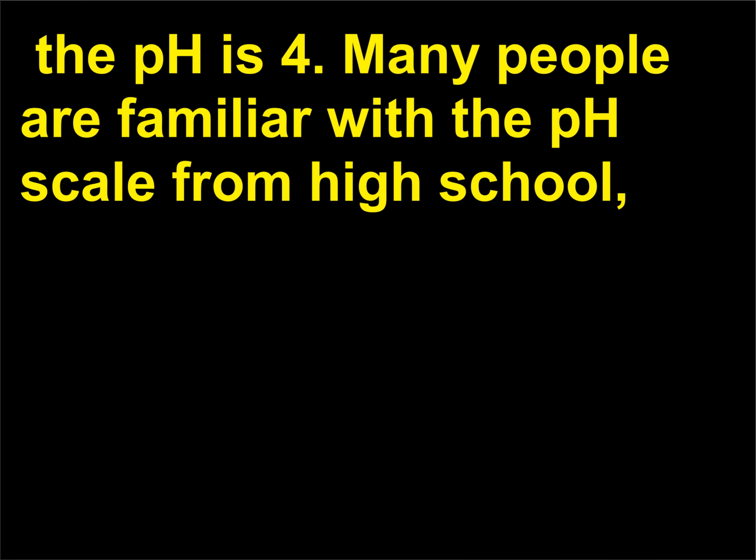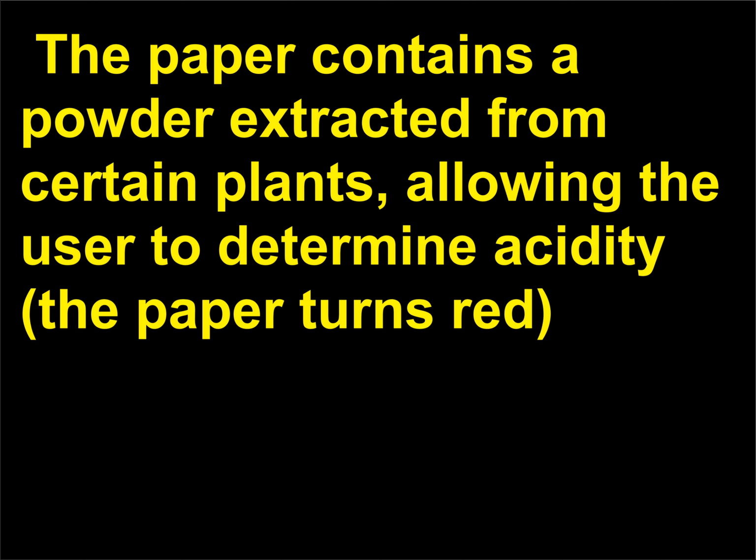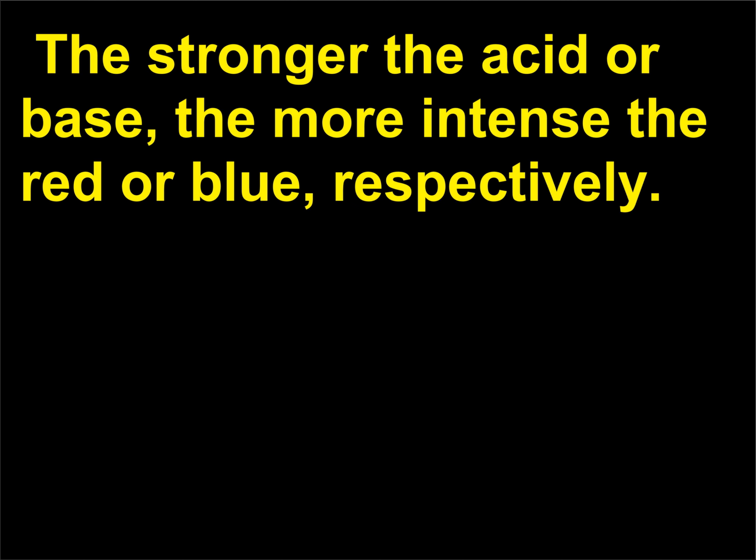the pH is 4. Many people are familiar with the pH scale from high school, especially the practice of using special whitish paper called litmus paper to check for pH. The paper contains a powder extracted from certain plants, allowing the user to determine acidity, the paper turns red, neutrality, the paper stays white, or alkalinity, the paper turns blue, of various solutions. The stronger the acid or base, the more intense the red or blue, respectively.